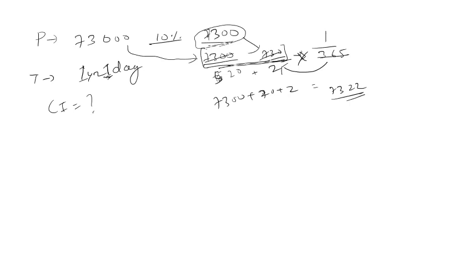1 year interest is 7,300. Next year is asking for only 1 day, so 7,300 plus 730 is second year's interest. I need only for 1 day, so multiply this whole part with 1 by 365. If you multiply with 1 by 365, then 7,300 is 20 times of 365, so I just got 20, and this part is 2 times, so 20 plus 2, 22. 7,300 plus 22, this is 7,322. That is the answer, right?